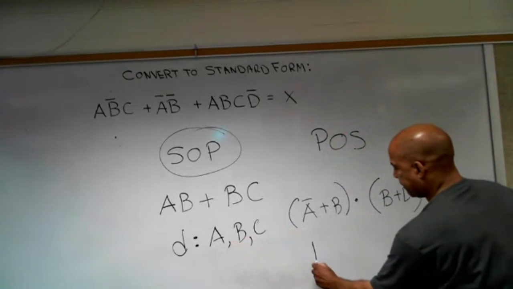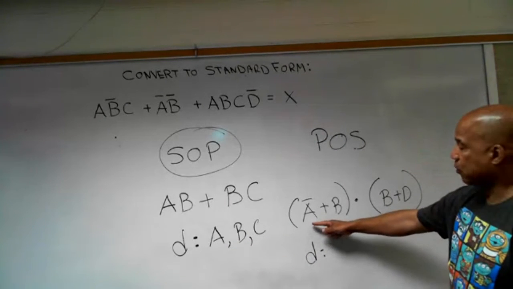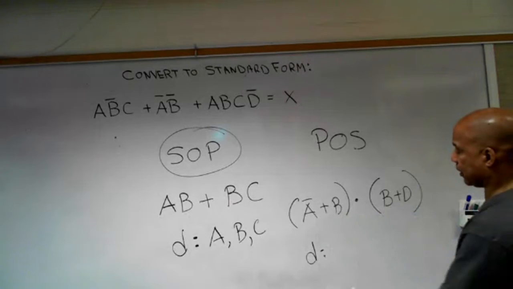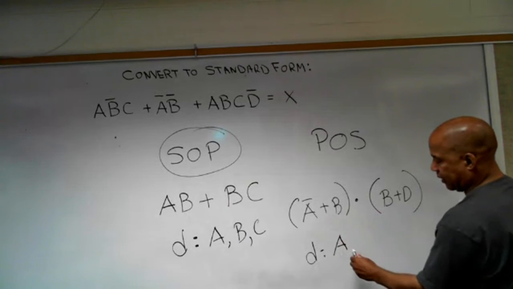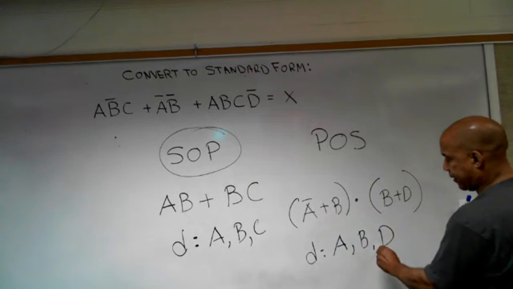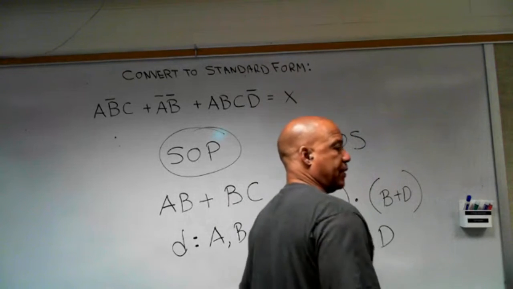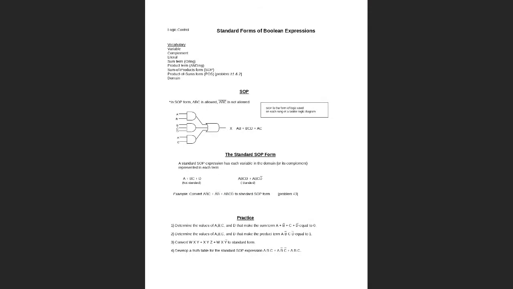Over here, the domain, well, now notice that A is NOTed, but I want the uncomplemented literal. So even though it's NOTed, I'm not going to show a NOT in the domain. I'm just going to show it as A, then B, and then D. So the domain is just a list of the literals that are uncomplemented. And if something appears in the complemented form, when you list it in the domain, you just show the uncomplemented form of that literal.